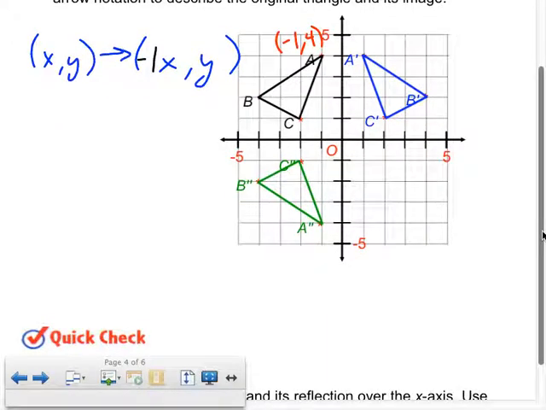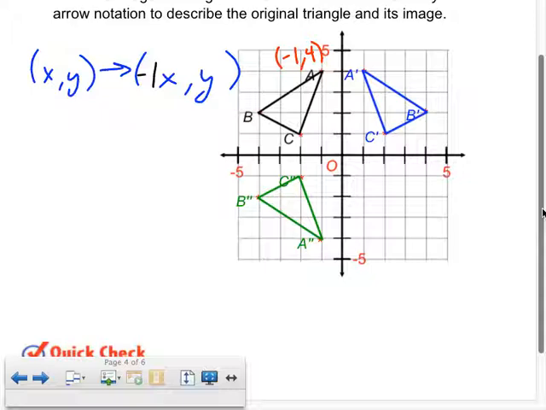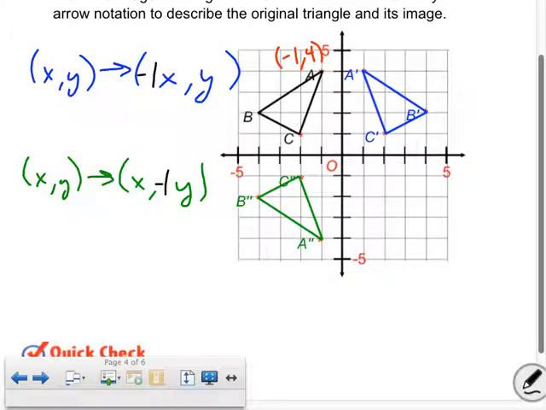Now, what is the rule for this one? Do you guys remember? What is the arrow notation for this? If I start out with any x or y, what's it going to be? The y is multiplied by -1. What about the x? X stays the same. Nice.